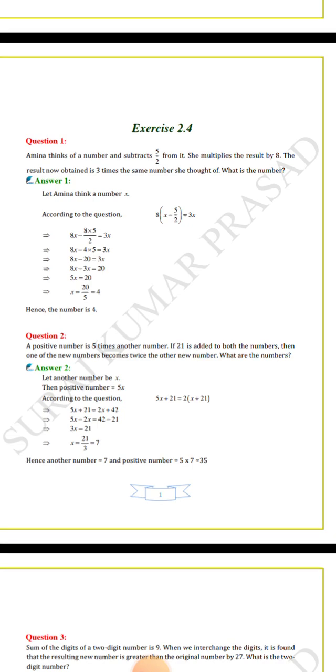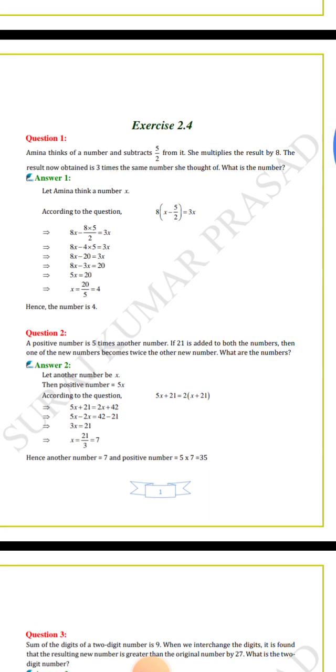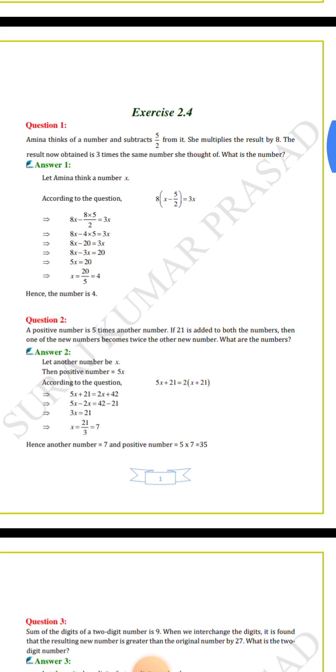Let's solve question number 2. A positive number is 5 times another number. If 21 is added to both the numbers, then one of the new numbers becomes twice the other new number. What are the numbers? Then let's solve the question.